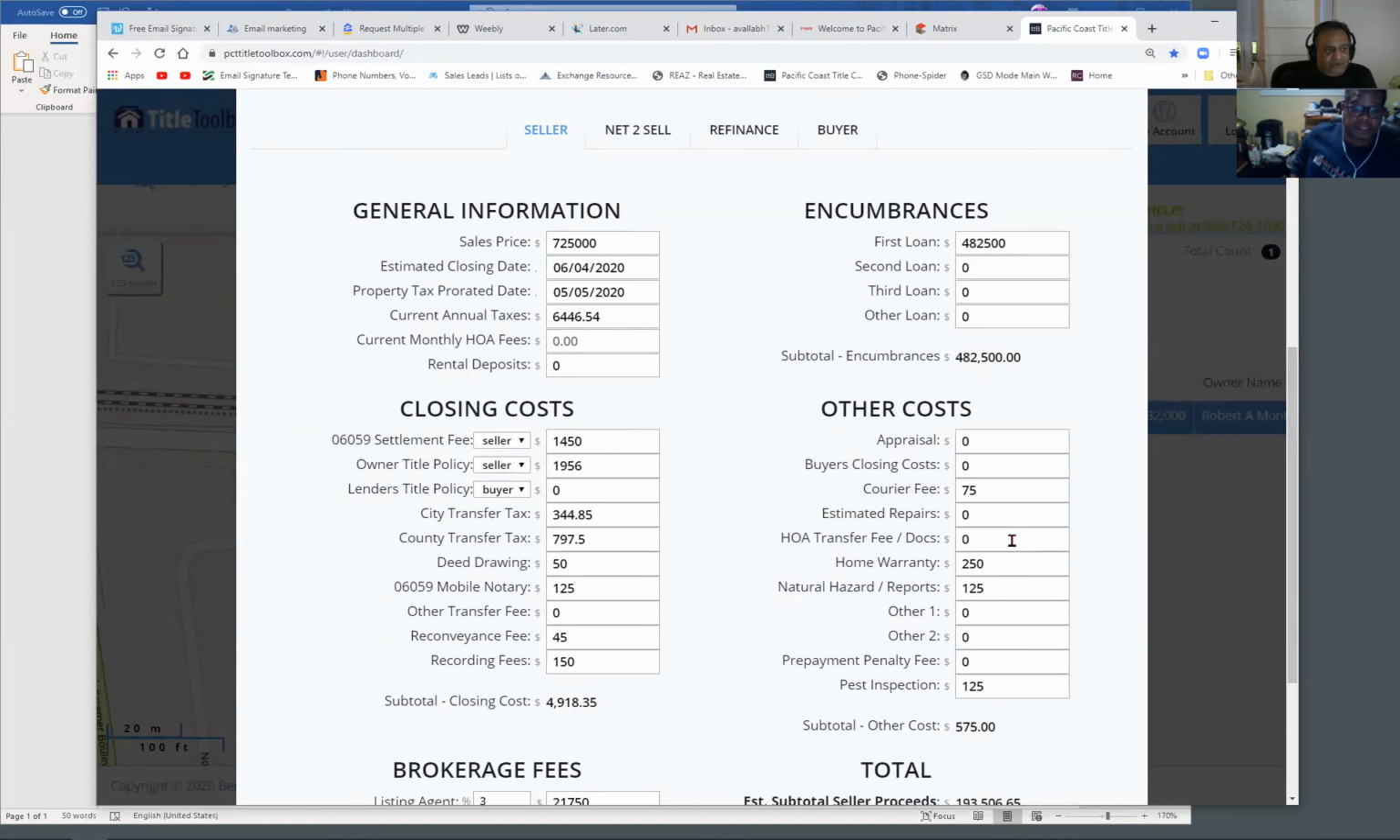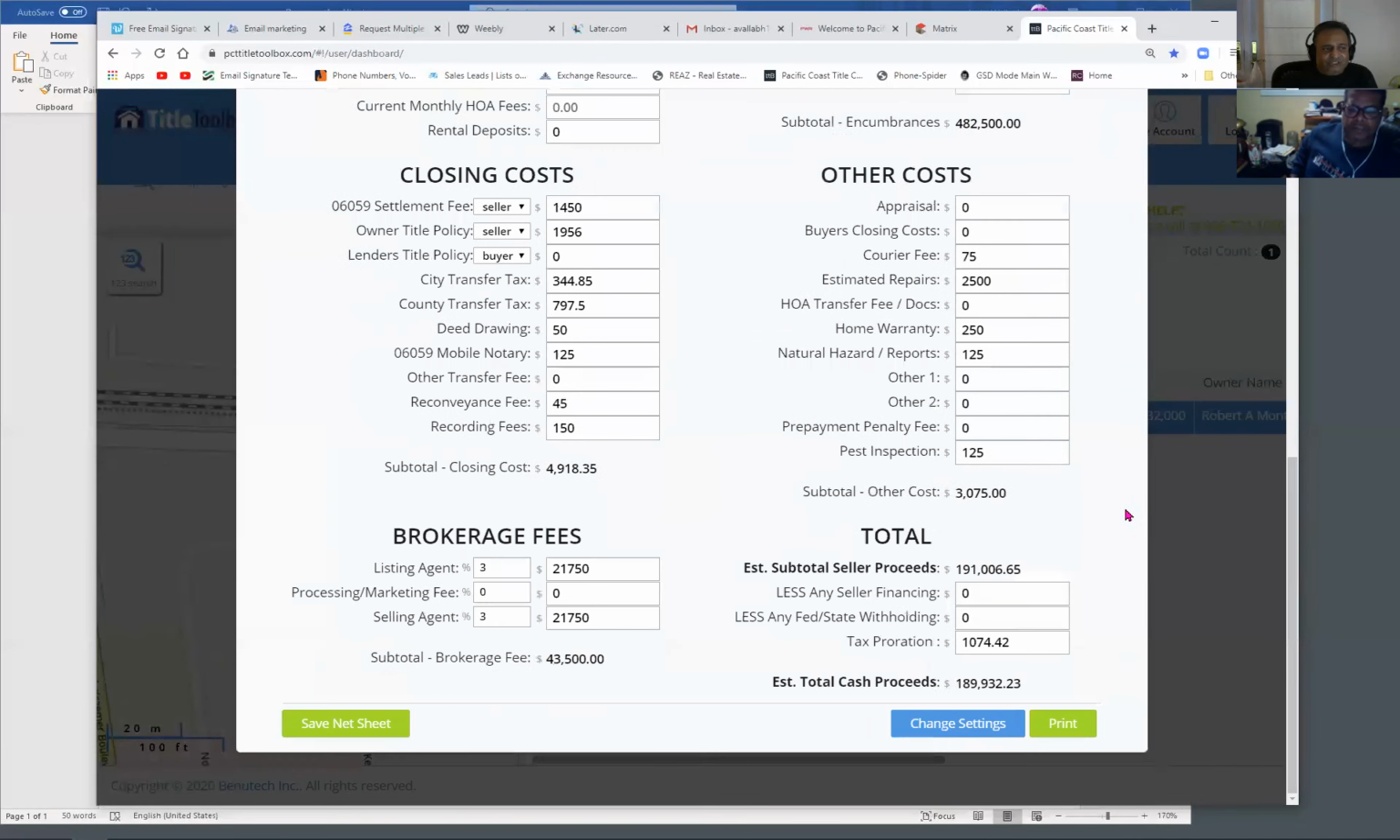One of the things that I always highly recommend, estimate repairs, always put 2,500. This is standard. Those are termite costs and various other things that might come up. Cushion that for the client, so the client thinks you're not cheating them. So now you notice it's 3,000 here, and the closing cost is 49. So it's close between these two numbers. It's $7,000.